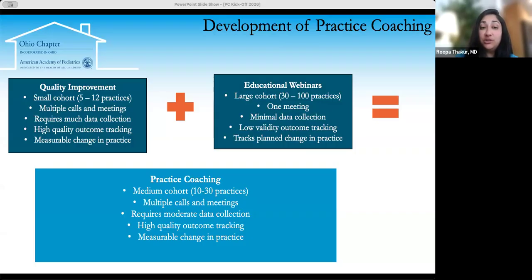With our practice coaching program, we're trying to combine the best of both worlds. In this medium-sized cohort of 20 to 50 practices, you will receive individual guidance based on improving your lead screening and testing rates through multiple calls and meetings. With only moderate data collection, which I'll show you in a moment, you will still achieve high quality outcome tracking and measurable, hopefully sustainable change in practice.